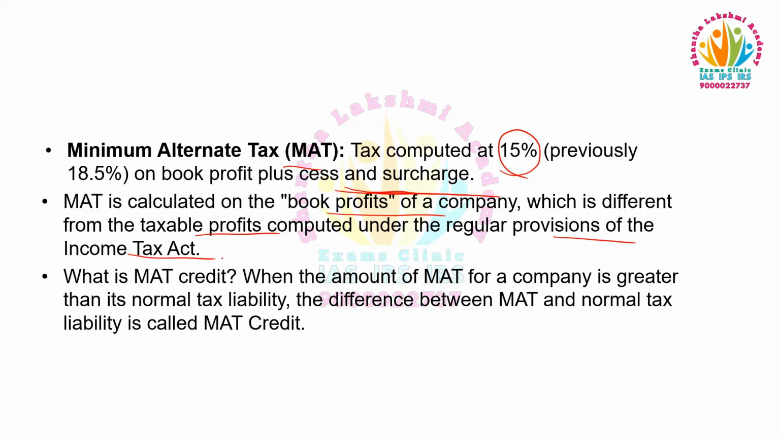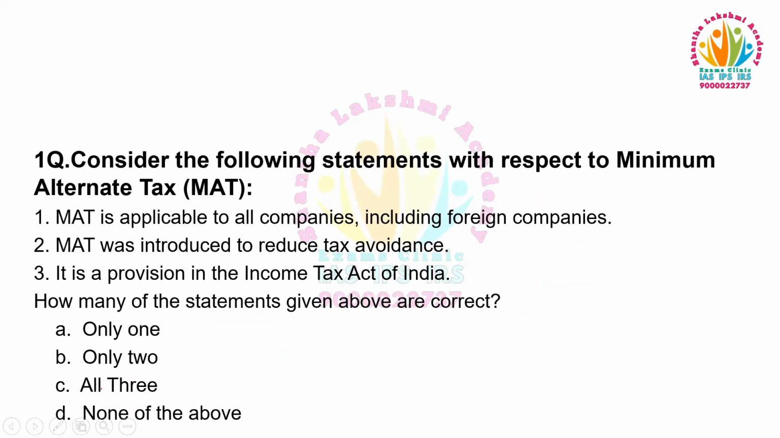What is MAT credit? When the amount of MAT for a company is greater than its normal tax liability, the difference between MAT and normal tax liability is called MAT credit. So the answer is all three. Moving to the next question.